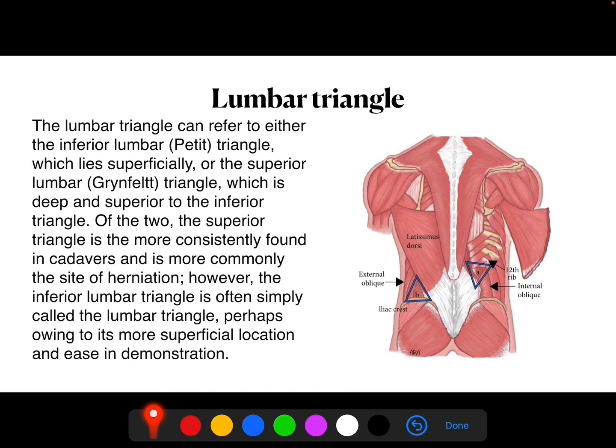The lumbar triangle. The lumbar triangle can refer to either the inferior lumbar triangle, which lies superficially, or the superior lumbar triangle, which is deep and superior to the inferior triangle. Of the two, the superior triangle is the more consistently found on cadavers and is more commonly the site of herniation. However, the inferior lumbar triangle is often simply called the lumbar triangle, perhaps owing to its superficial location and ease in demonstration. This is the superior lumbar triangle and this is the inferior lumbar triangle.